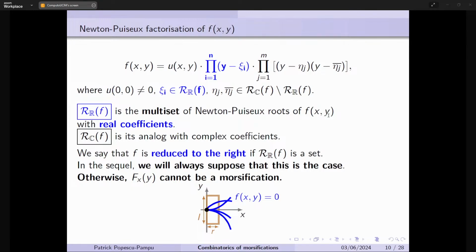And exactly like for usual polynomials, we need to count the roots with multiplicities. We have to do the same here. Therefore, these are not sets, but multisets. So we have series, and we have to say with each element what is its multiplicity. And the same here for the set of complex roots.